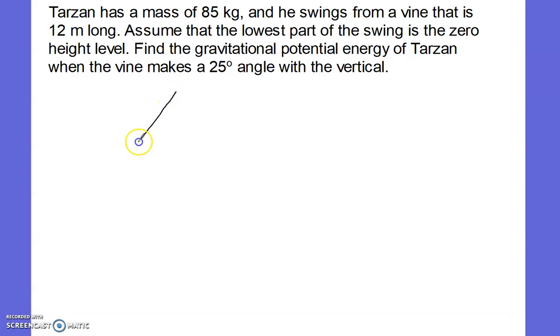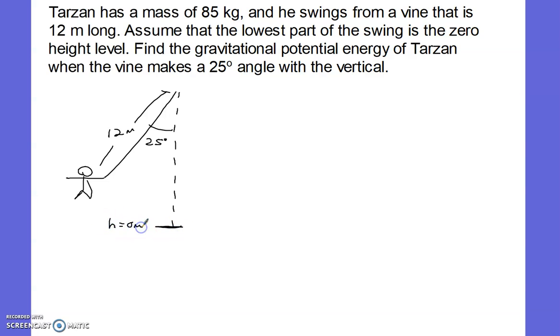We want to start with a picture. It says it's a 25-degree angle with the vertical, so it looks like that. The length of the vine is 12 meters. And the zero height level is down here at the bottom. Now when we write our givens, we have that the mass of Tarzan is 85 kilograms. Of course we know the letter g, which is 9.81 newtons for every kilogram.